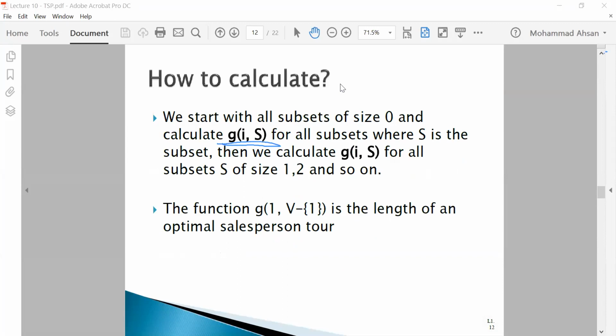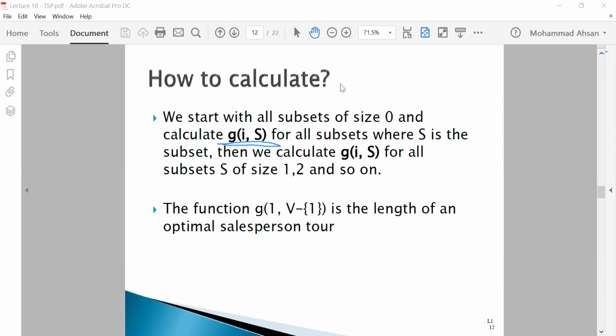G is the shortest path from I, visiting all the vertices in S and coming back to 1. If there are 10 vertices, you start at I, there will be 9 intermediate vertices which can be visited in any order. So all the orders we have to calculate. You'll see in calculating all those orders, as you saw in the graph, there'll be similar subproblems. So we will calculate the subproblems first.